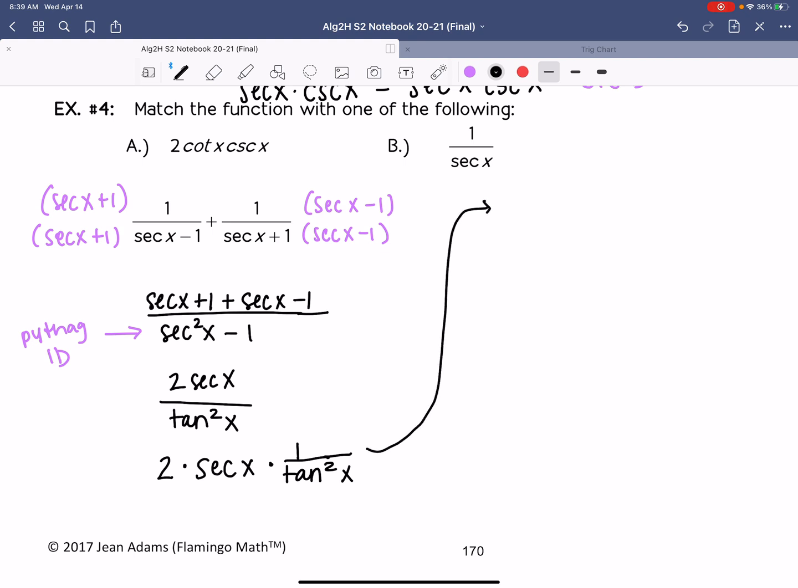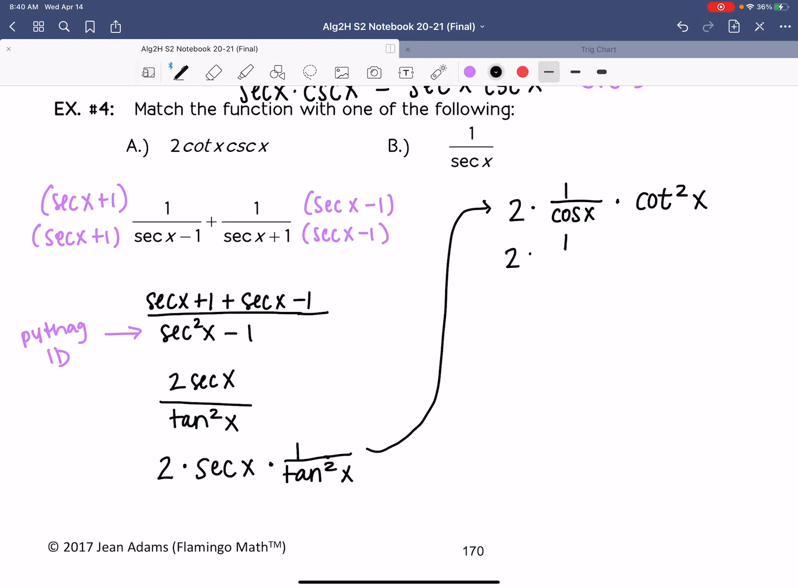So I'm going to do 2 times secant, which is really 1 over cosine of x. And 1 over tangent squared is the same as cotangent squared. So I'm just going to do that. Okay, still with the goal in mind that we're going to change these to sines and cosines. So this one already has a cosine. This I want to change to cosines and sines. So we know per the quotient identity, cotangent is cosine over sine. So that's what I'm going to do next.